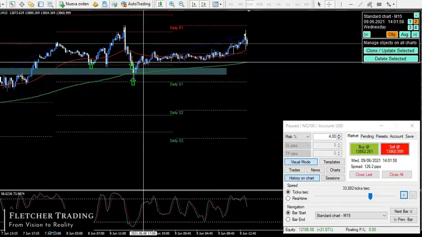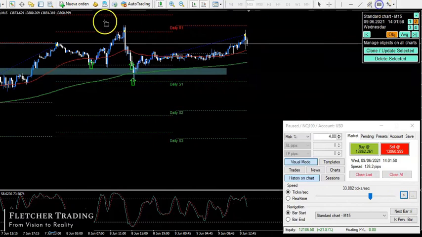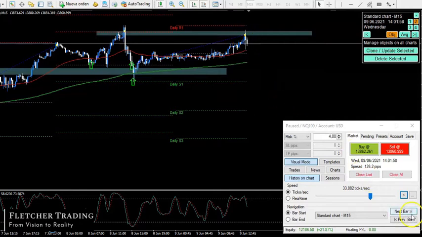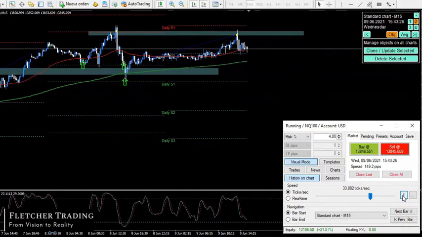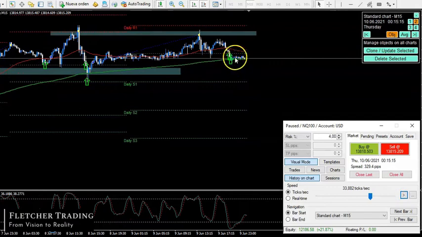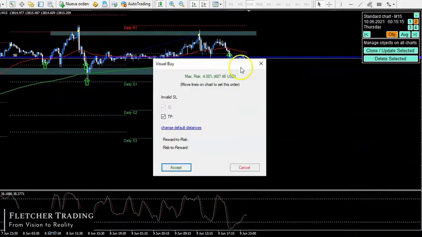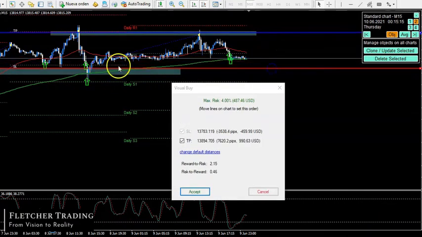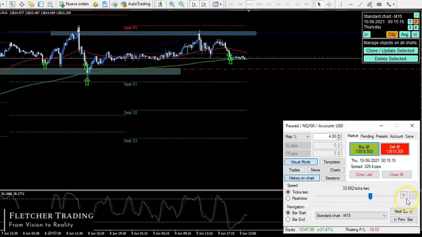Okay, we've been taken out of this position here, but price is failing to break to new highs, so this could be indicating that it's going to go lower. So let's just see how this plays out. So we've got a buy signal here, so let's see. And a risk to reward of around 2 to 1. So let's accept this and let's see what happens here.